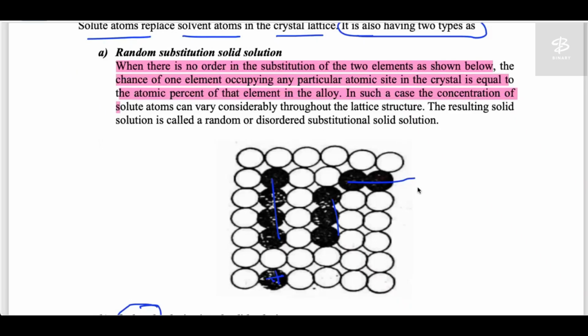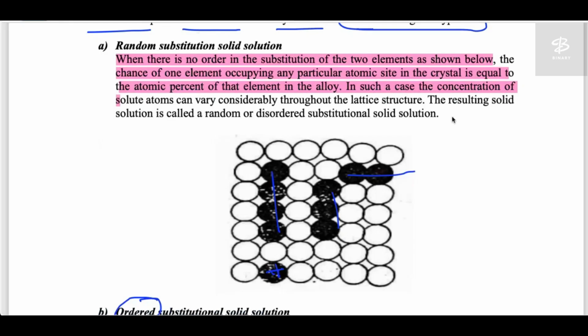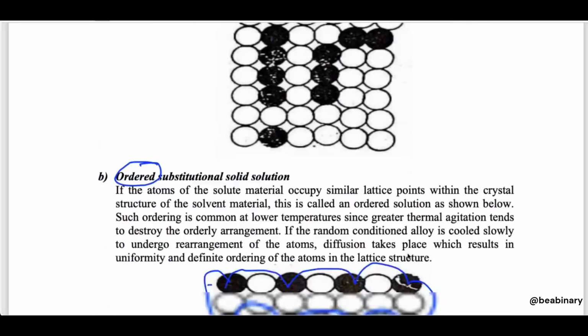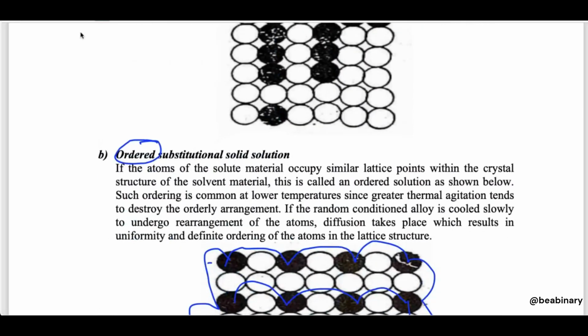Simple. This is the kind of definition that you need to know, but for understanding you need to know the sense behind the definition. The sense is that if the replacement has taken place and that replacement is not done in an orderly way, then it is known as random substitutional solid solution. And just opposite to that, you have the ordered one. You must have the definition like this, but for the sense you must understand what I have already explained.